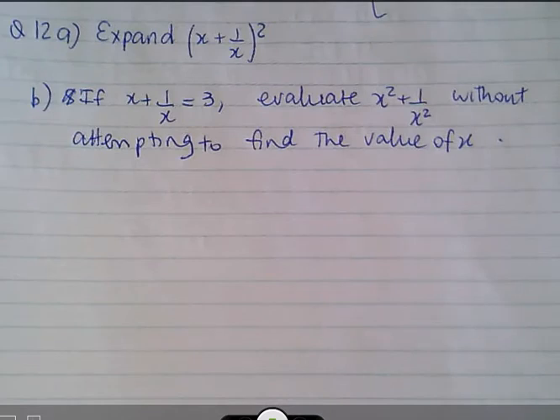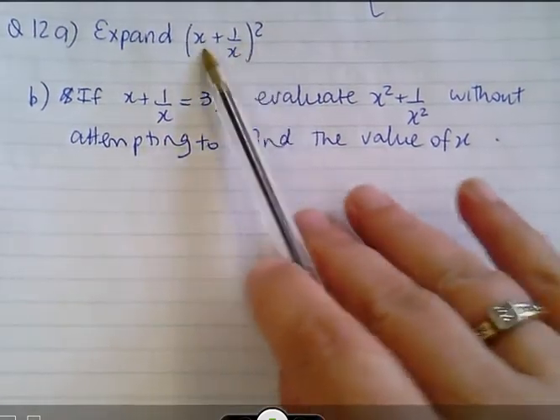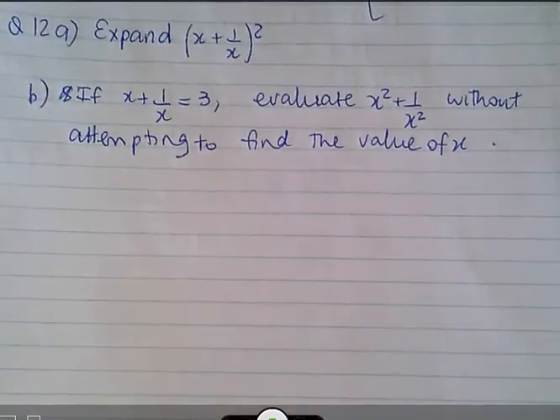From exercise 1D, I'll get to that in a minute. It says expand (x plus 1 on x) all squared, and if x plus 1 on x equals 3, evaluate x squared plus 1 on x squared without attempting to find the value of x. Now this question gives us the relationship between the expansion of this and x squared plus 1 on x squared. That's what we'll be doing.